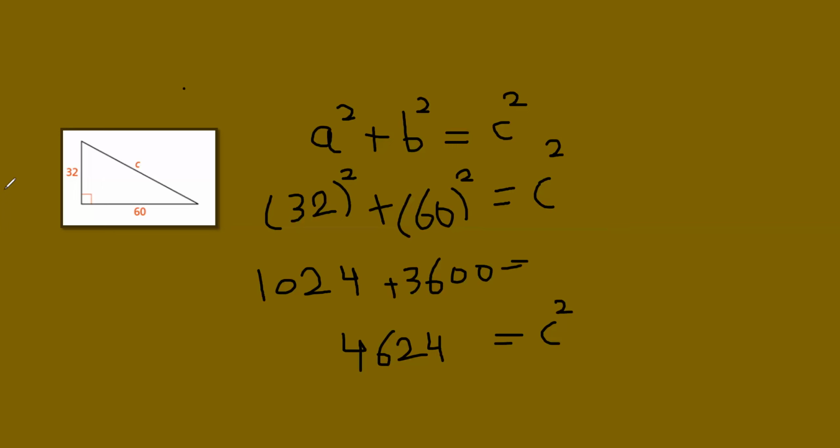What I will do, take the root. I will take the root for this number, 4624, which equals 68. So c equals 68. This is how we apply the Pythagorean theorem. Let's move to the next question.